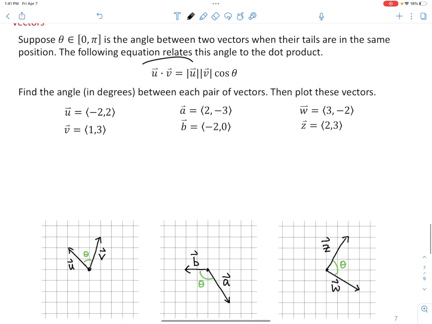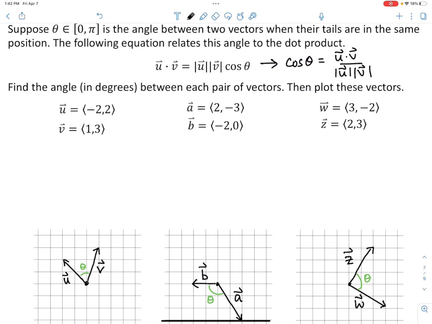Okay, now this formula, we're going to actually solve it for theta. So the very first step, of course, would be to divide both sides by these magnitudes. And so this tells us that the cosine of theta would be equal to the dot product of u and v divided by the product of their magnitudes. And then the final step would be to arc cosine both sides. So theta will be the arc cosine of this expression. So let's go ahead and do that over here now.